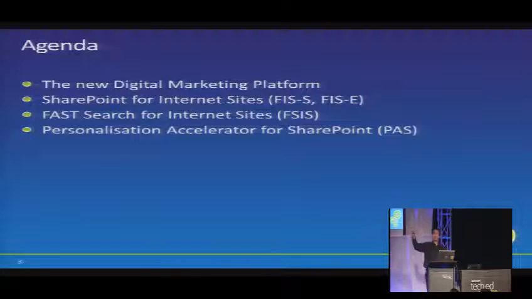And the second one is a new product called Fast Search for internet sites. So FSIS is based on the old Fast Search that some of you might have heard of from 2 or 3 years ago. Microsoft bought it for about $1.2 billion. And the last thing we'll talk about is the personalization accelerator.